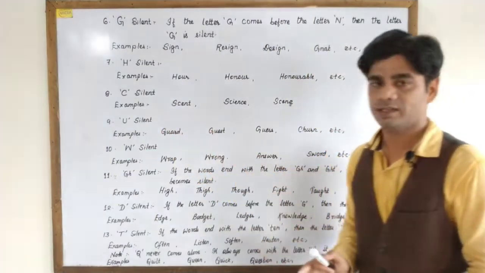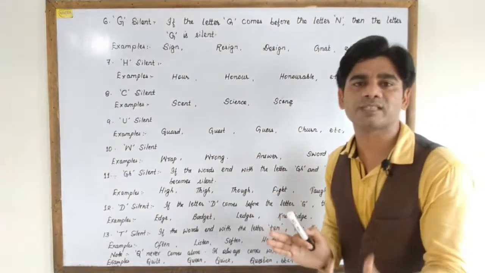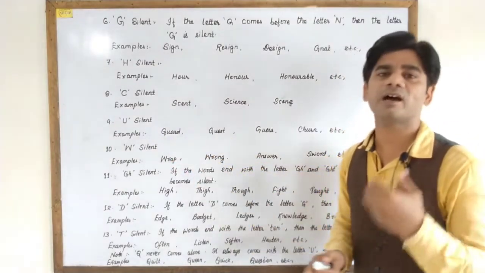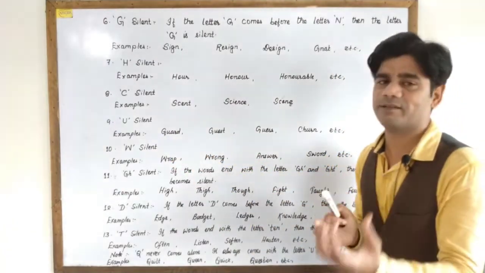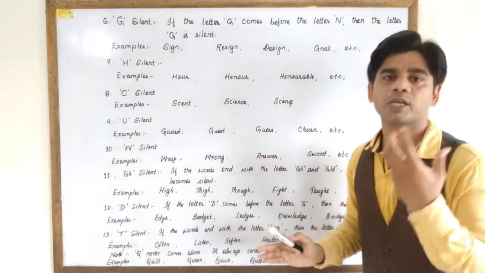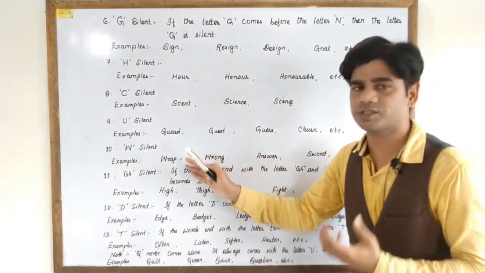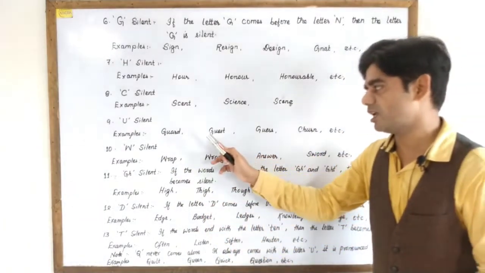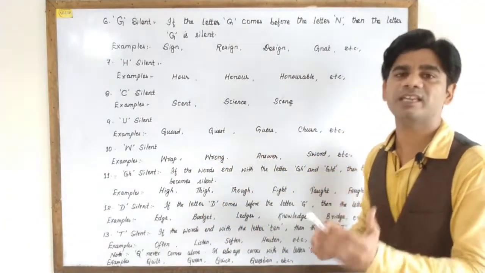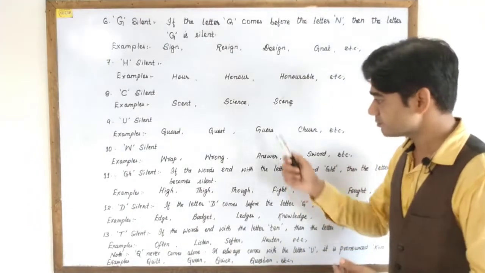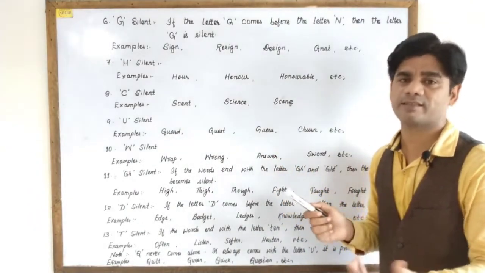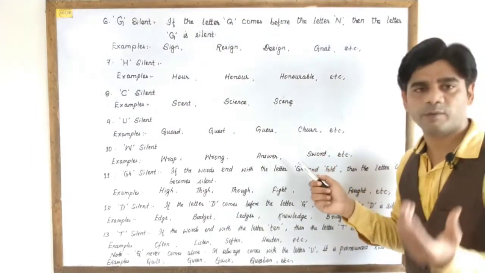Now we are moving to the next silent letter, that is U silent letter. So here you can understand this U silent letter with some examples. G-U-A-R-D. So here you will pronounce it guard. So U will be silent. Now the next example we have is G-U-E-S-T, guest. And another example we have is G-U-E-S-S, guess.